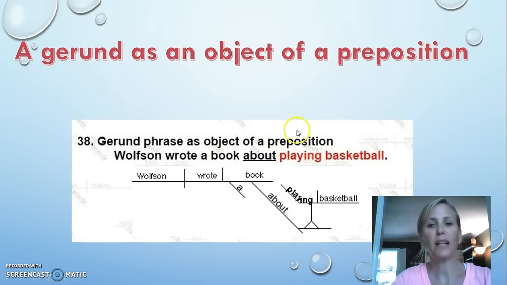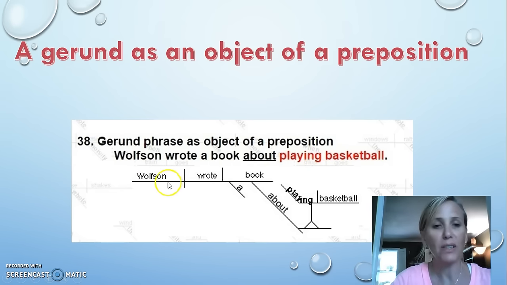All right, last but not least, we've got a gerund phrase acting as an object of a preposition with another just absolutely phenomenal name, Wolfson. I've never taught a Wolfson, maybe I will one day. The sentence is, Wolfson wrote a book about playing basketball. At least he has some decent interests. Playing basketball is your gerund phrase. It's made up of the gerund and the object of the gerund. And it is an object of a preposition. Could not think of what that word was for a minute.